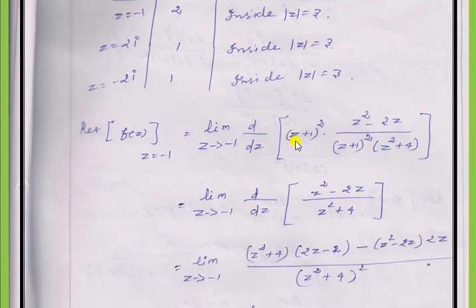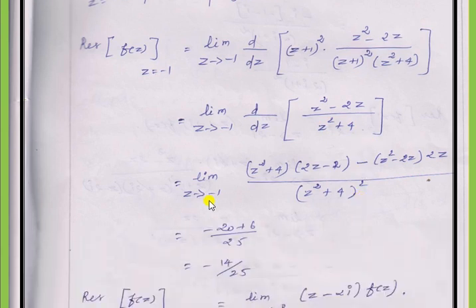After that, we need to differentiate the remaining term with respect to z, because we have d by dz, and both numerator and denominator contain z. We need to use the quotient formula. So, in the u by v formula, you just keep z square plus 4 and differentiate z square minus 2z, you will get 2z minus 2. Minus, you just keep z square minus 2z and differentiate z square plus 4, you will get 2z, divided by (z square plus 4) the whole square.